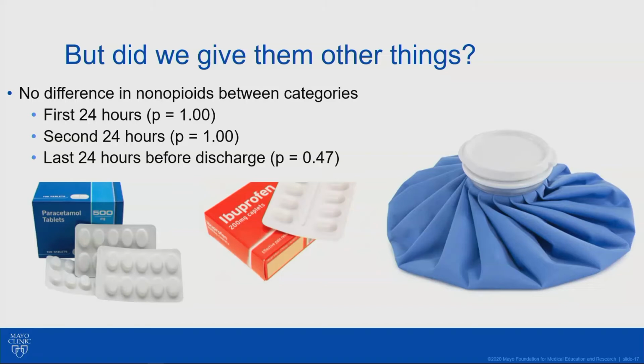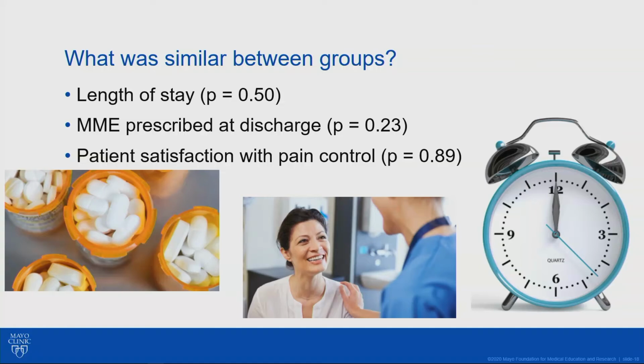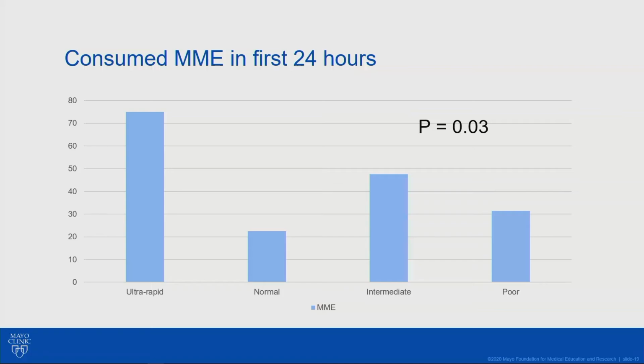We wanted to make sure that there were not other factors at play which could have skewed our results. And so we investigated other non-opioid medication administered in the first 2 days after PACU discharge, and there was no difference between the CYP 2D6 categories in this regard. In addition to the complexity of surgery and non-opioid medications used, there were some other key factors that were unchanged between groups, including length of stay, number of MME prescribed, and patient satisfaction with pain control. And in addition, there was no difference in the type or amount of opioids given during the surgical procedure between groups. So we had some interesting findings.